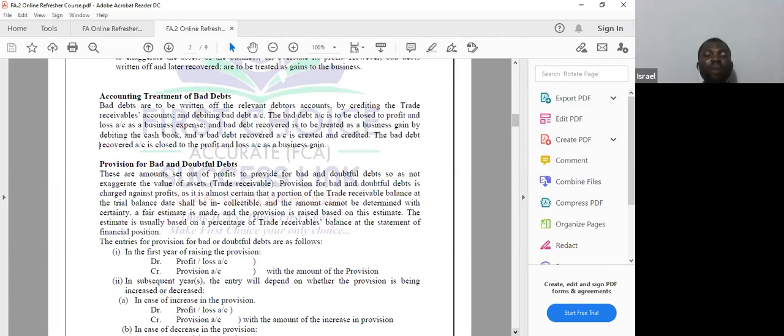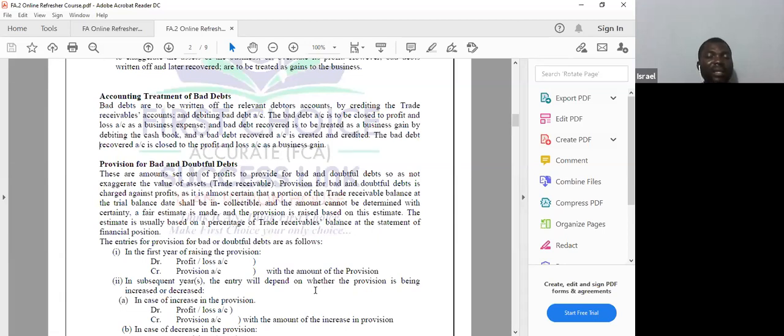But if a provision for loss account exists, then what you will charge to your profit or loss account is either the increase in the provision for bad debt, or the decrease in the provision for bad debt. When talking about an increase, we are talking about when you compare the opening balance to the closing balance, and it's different.